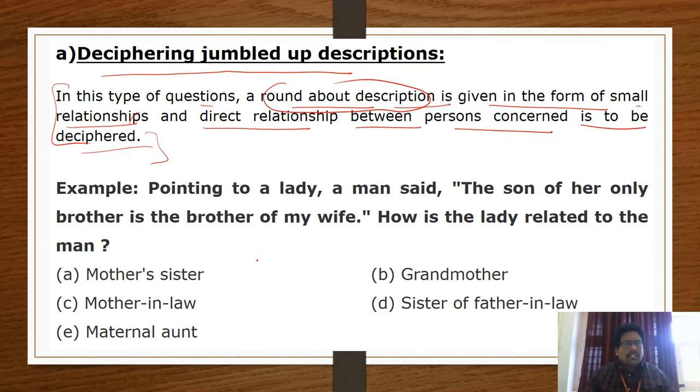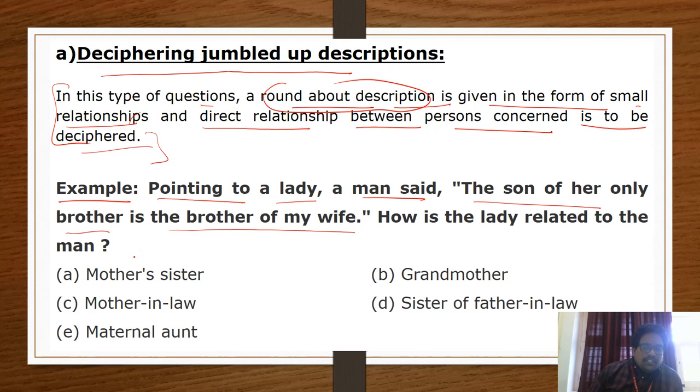But it won't be that simple. Again, I can say here is my father's only daughter-in-law's second son. Again, I'll end up with X. So be very clear when these kinds of questions are asked. So this is an example. If you want, you can pause the video and try to solve this question. Okay, if you're done solving, no issues. If you're not done, you can resume this video. Fine. Pointing to a lady, a man said, the son of her only brother is the brother of my wife.